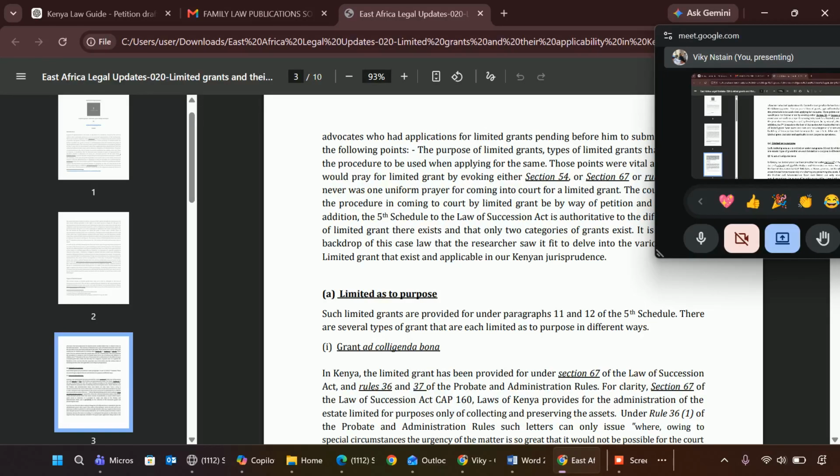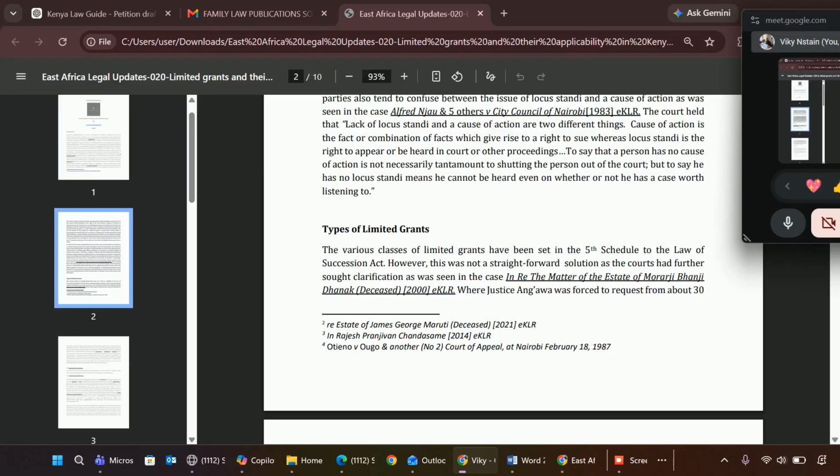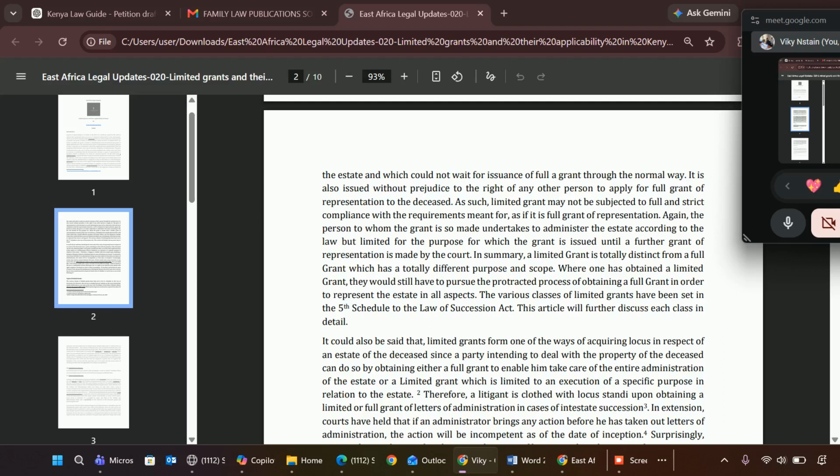Okay, it is usually issued without prejudice to the right of any other person to apply for a full grant of representation to the deceased. And as such, a limited grant may not be subjected to full and strict compliance with the requirements meant for a full grant of representation. Okay, so this article discusses each class in detail.